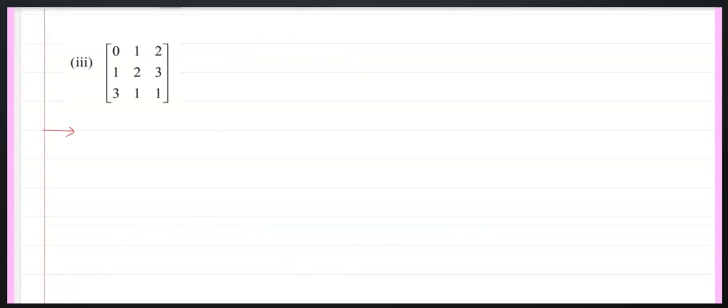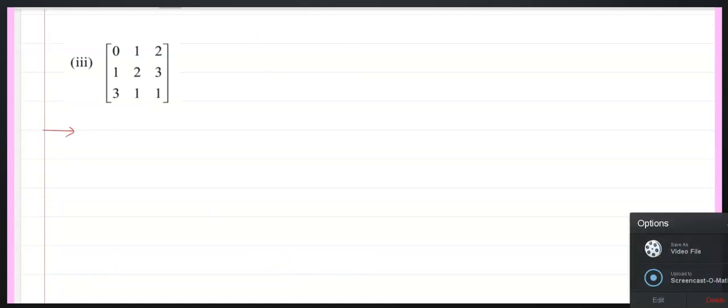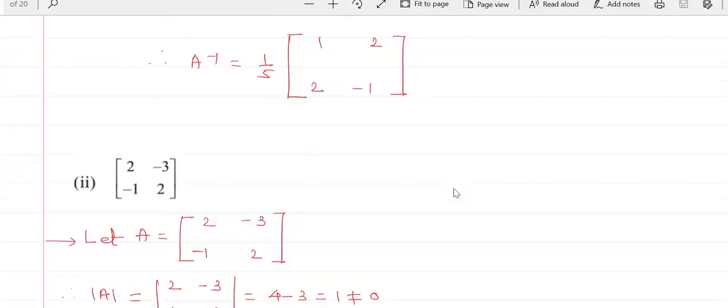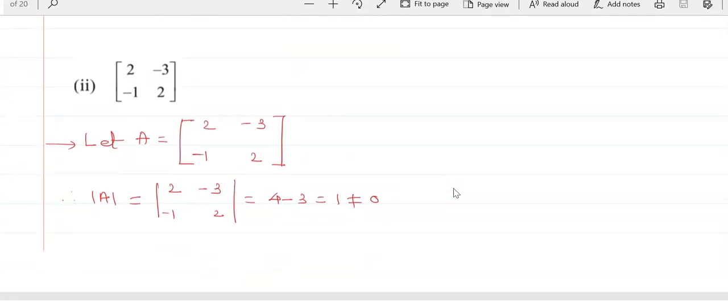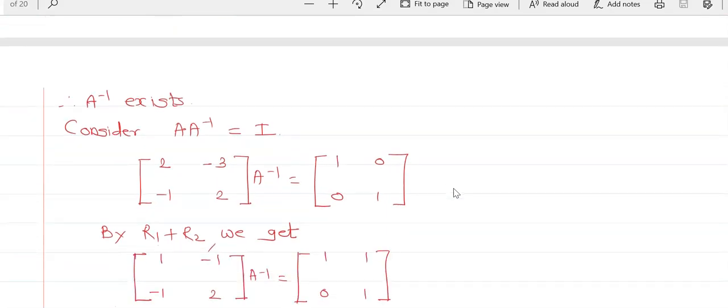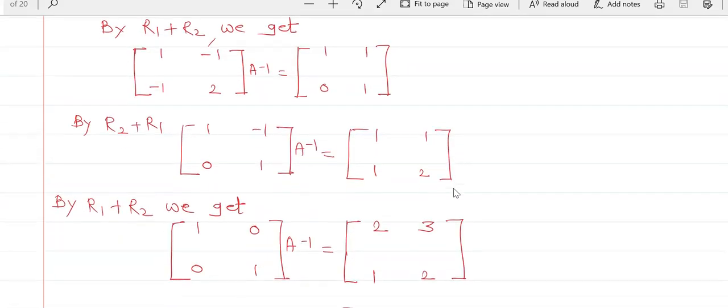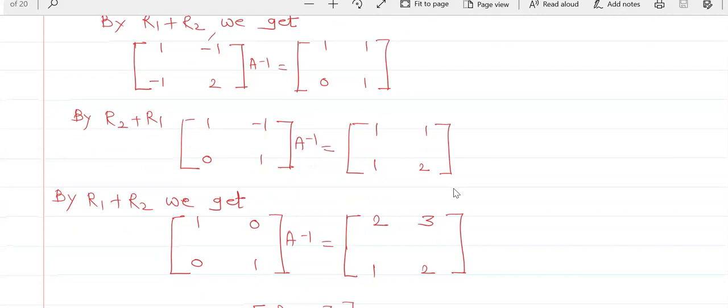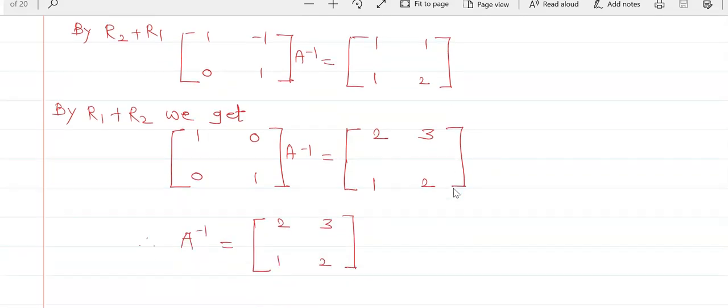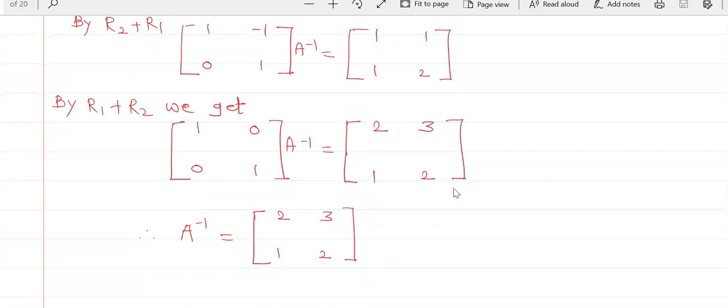Now see this again here. Determinant is not equal to 0. Next, A inverse exists. Apply R1 plus R2, then you will get A11 as 1. Next R2 plus R1, then you will get A21 as 0. By R1 plus R2, then you will get A12 as 0, and hence we get the identity.